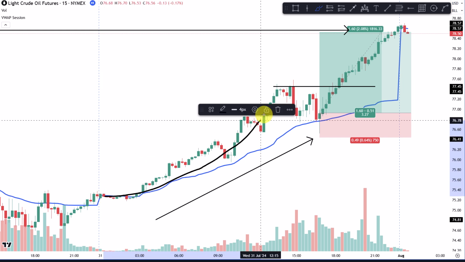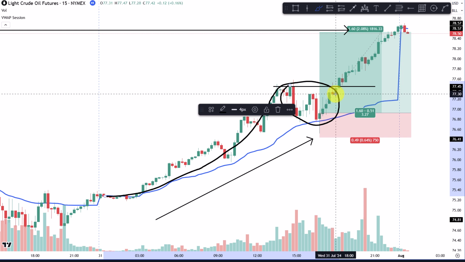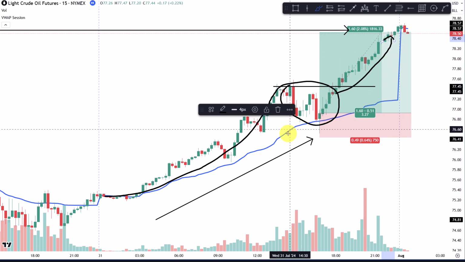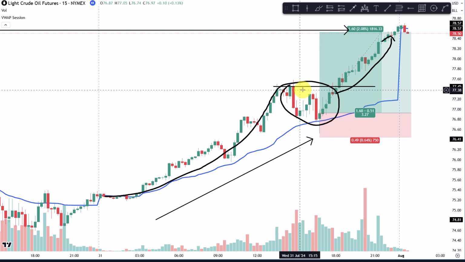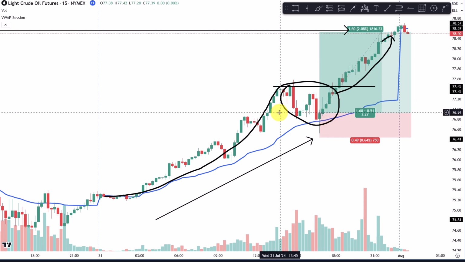We are going with the trend. We wait for the consolidation to be over and then we get in on the next impulsive wave. So this is a trend continuation approach where you wait out the pullback into the VWAP. You want to look for a rejection of the VWAP and then look for continuations.